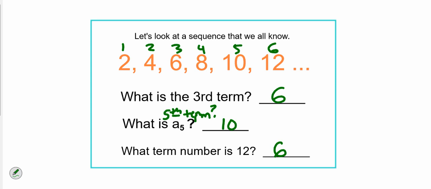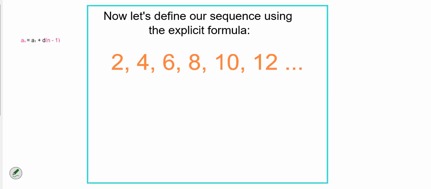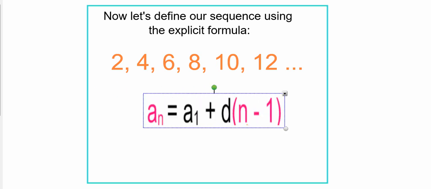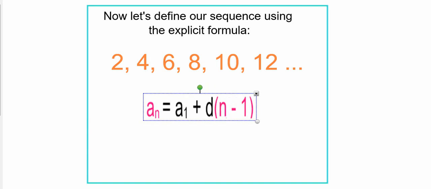But let's go ahead and see if we can use that formula. What if they asked us to define our sequence using the explicit formula? That means this formula right here. Now on the test, you'll be given this, so we don't have to worry about memorizing it right now.